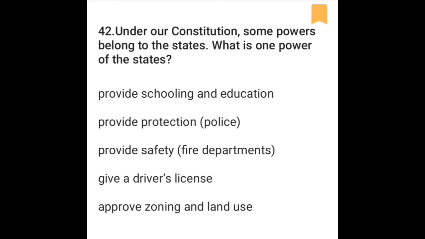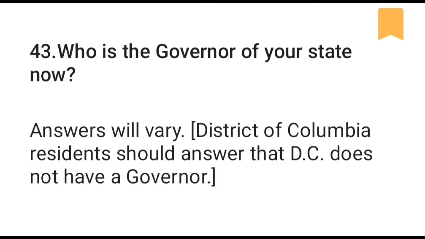Under our Constitution, some powers belong to the states. What is one power of the states? Provide schooling and education. Provide protection. Police. Provide safety. Fire departments. Give a driver's license. Approve zoning and land use. Who is the governor of your state now? Answers will vary. District of Columbia residents should answer that D.C. does not have a governor.